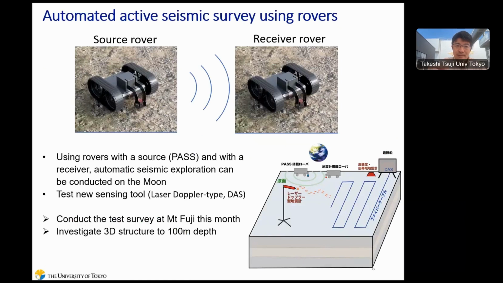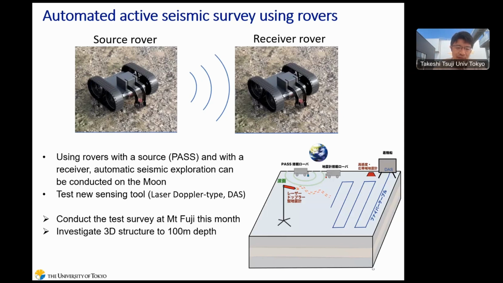In my previous slide, we explained that we deployed our seismic tool by human, but we are trying to automate this seismic operation on the Moon, and honestly on the Earth too. We deployed our seismic source tool and our receiver, a small seismometer, on a small rover, and this rover automatically moves around the survey target area, and we try to obtain similar geophysical data automatically.